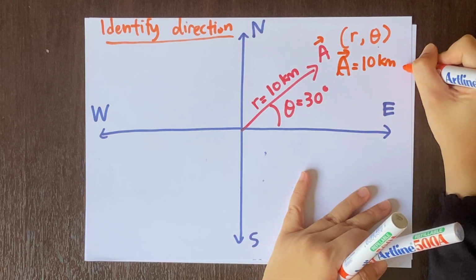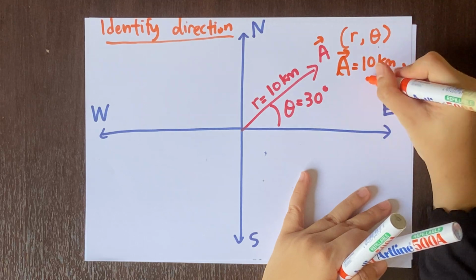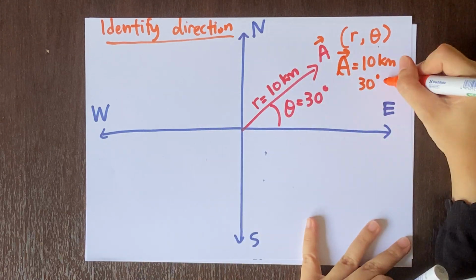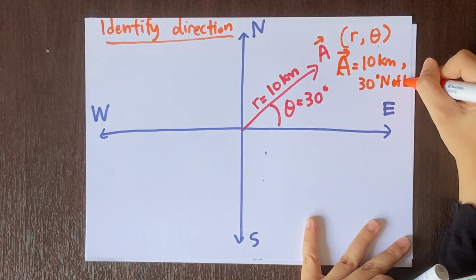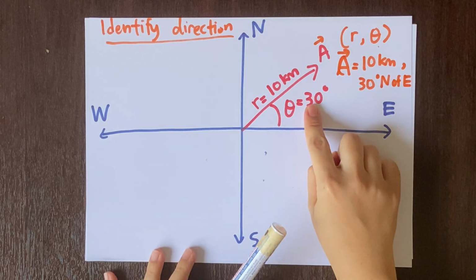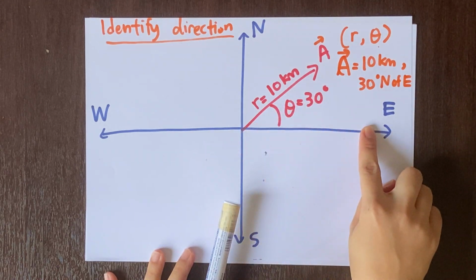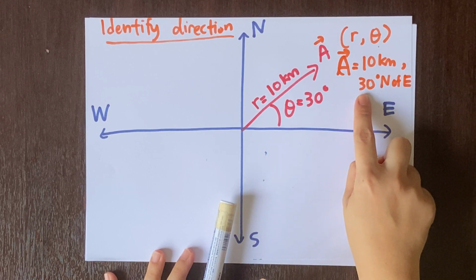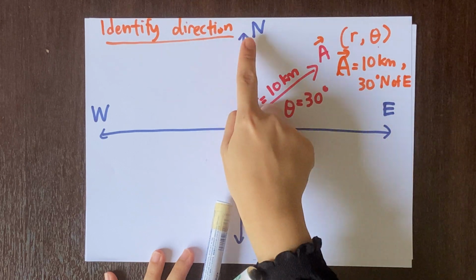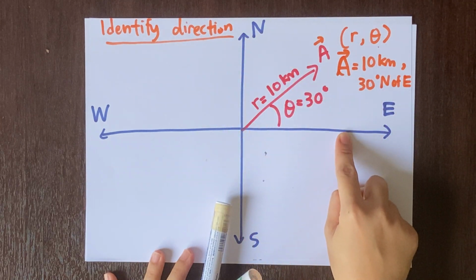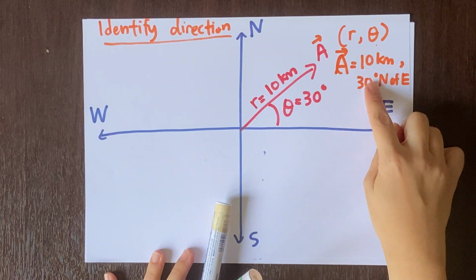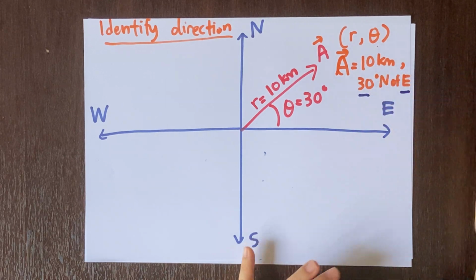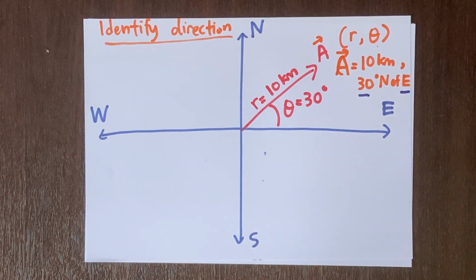10 kilometer, comma, 30 degree north of east or east of north? Very good, north of east. Please remember 30 degree lies on east, right? So east should be at the second direction. So how do you pronounce 30 degree? 30 degree north of east. North of east. Understand? Means 30 degree at east. I give you another example.